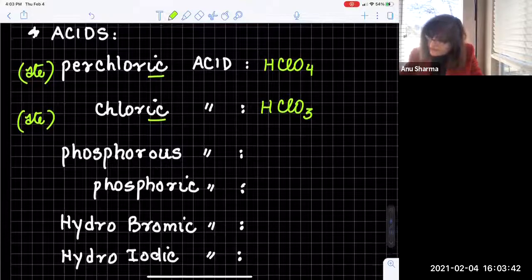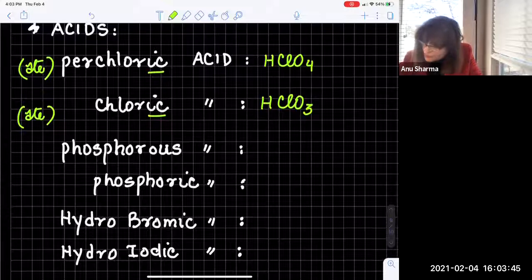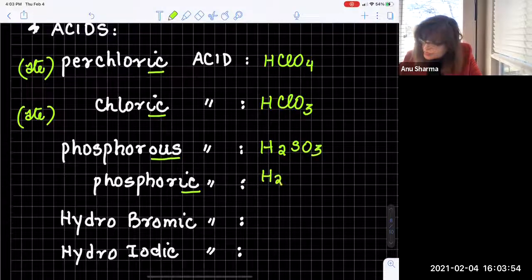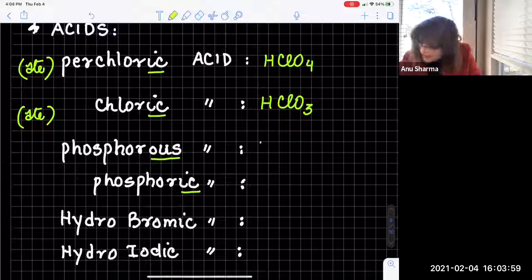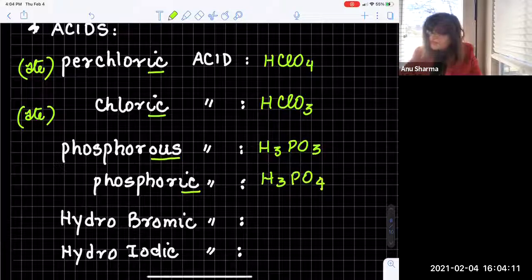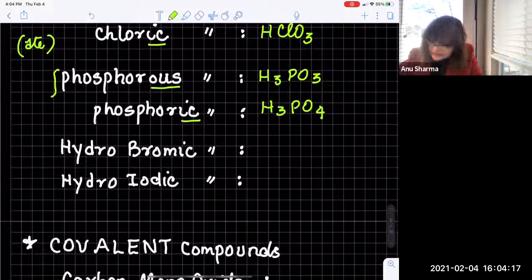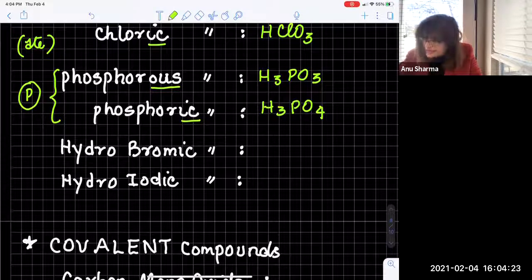Okay. Next comes the phosphorus acid and phosphoric acid. Phosphorus, lower oxidation state. Phosphoric, higher oxidation state. H2SO3 versus H2, this is phosphorus, my mistake, I'm sorry here. So let's do this again, phosphorus, H3PO3, and this is H3PO4. So ic, higher oxidation state, and ous, lower oxidation state, in this case the phosphorus-based acid.